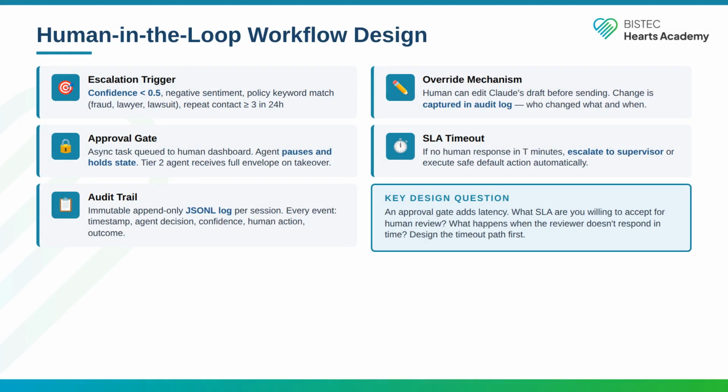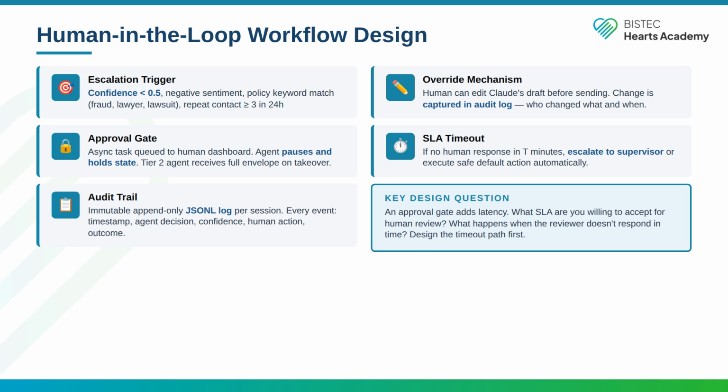Human-in-the-loop design is about more than adding an escalation path. It's about designing the pause, the state preservation, the handover, and the resumption as first-class architectural concerns. The escalation trigger is a deterministic rule engine, not a fuzzy model. In production, you need predictable, auditable behavior. The trigger evaluates 4 signals: confidence threshold, sentiment, policy keywords, and repeat contact count, and fires on the first condition that matches in priority order.